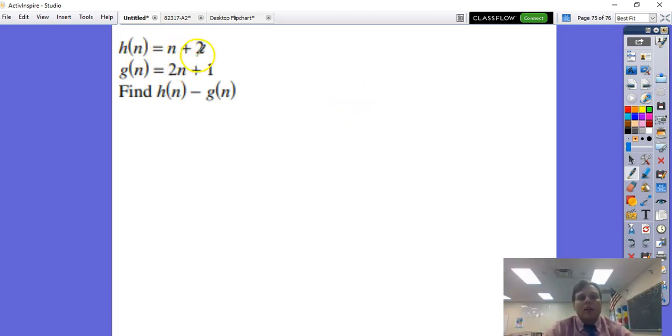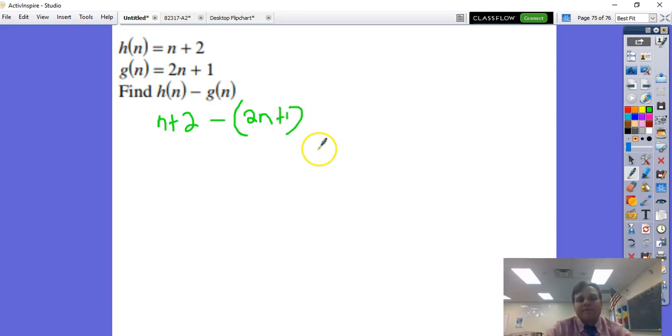h of n is equal to n plus 2. g of n is equal to 2n plus 1. It says find h of n minus g of n. So once again, I'm going to substitute in. So I'm going to say n plus 2. Now this is important. Minus, I'm going to open a parentheses, and I'm going to explain why I'm opening parentheses. You don't have to open parentheses, but then you have to remember to do something.